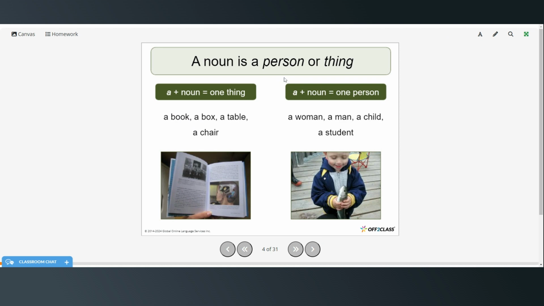So a noun is a person or a thing, and a used with a noun equals one thing. So a book, a box, a table, a chair. A plus a noun can also be one person, a woman, a man, a child, a student.